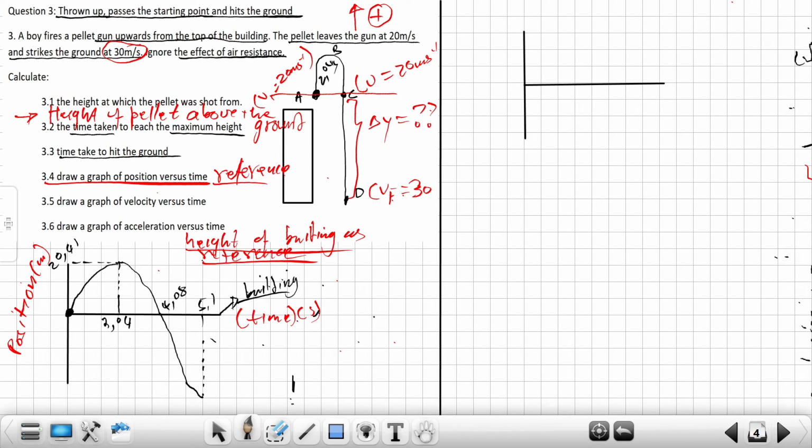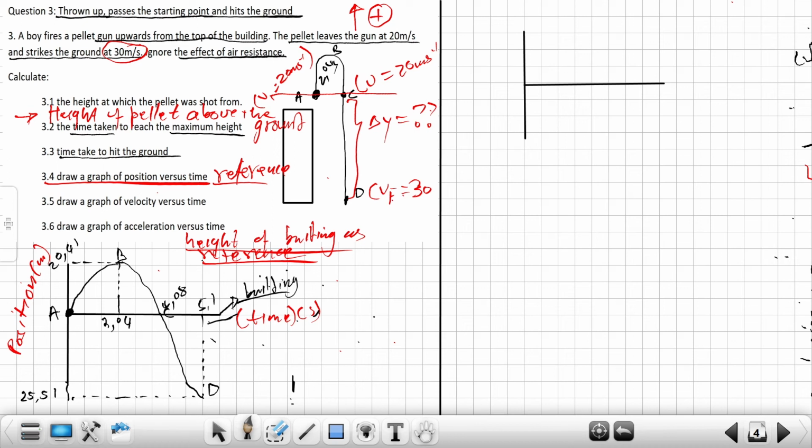Now this is D. Can I assign my labels? Yes, I can. I will have my A, B, C, as well as D. But now I know at D that my final displacement that was covered was something like 25.51. So this is now when the height of the building is used as a reference.